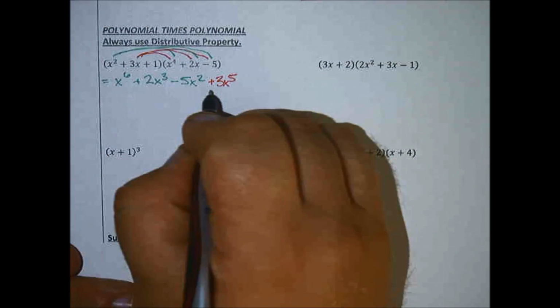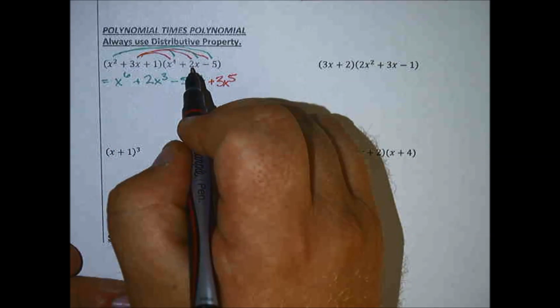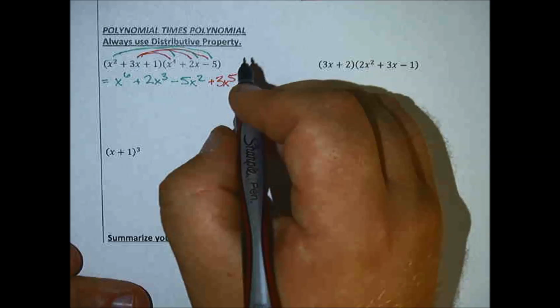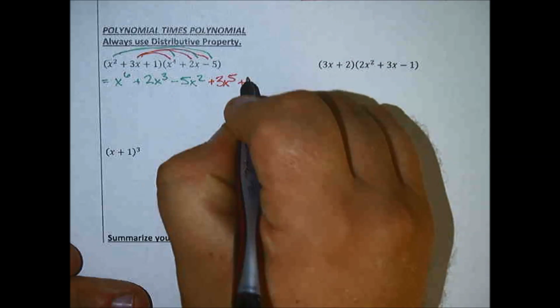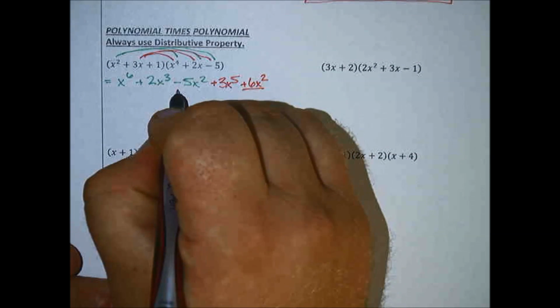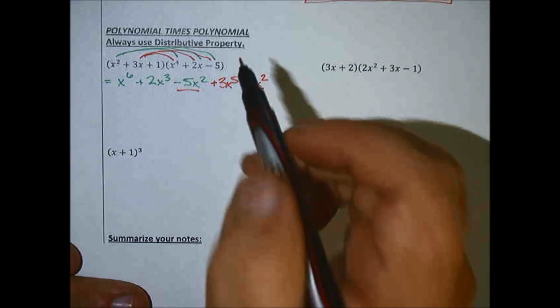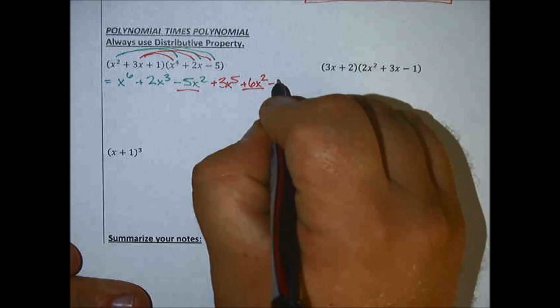There are no other x to the 5ths in there. 3x times x squared is a plus 6x squared. So I'm going to go ahead and underline that because it matches up with that one, but it's not very obvious. And then 3x times negative 5 is negative 15x.